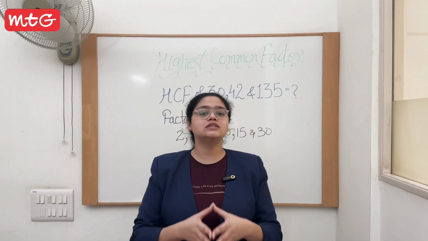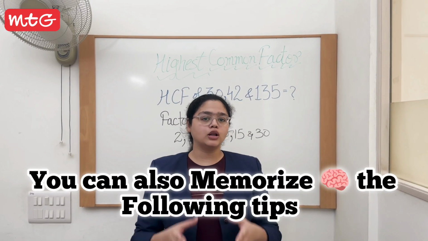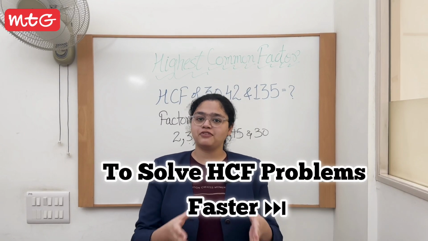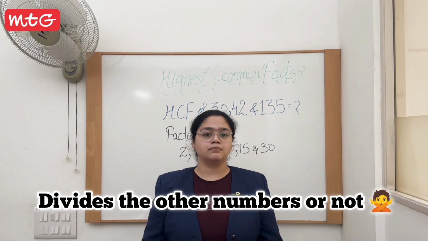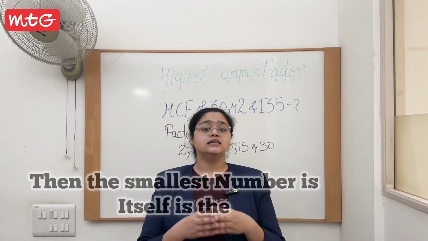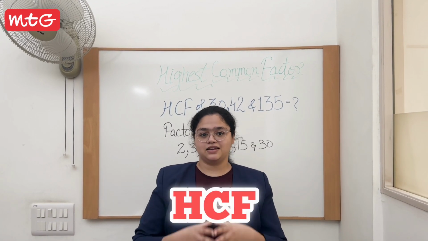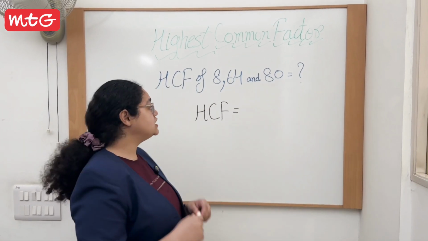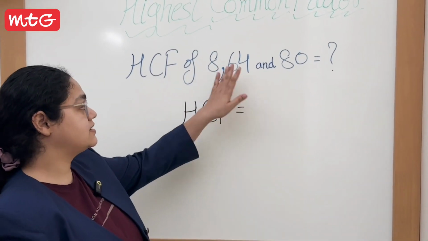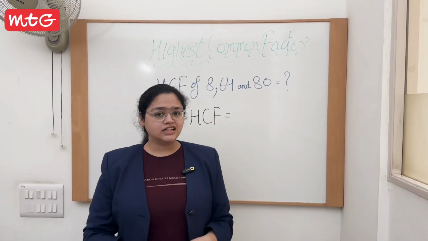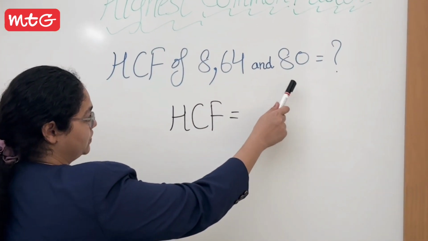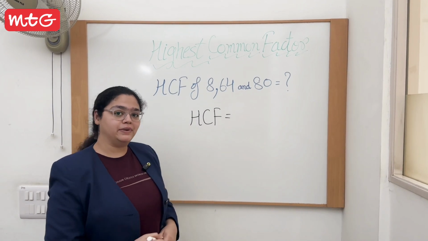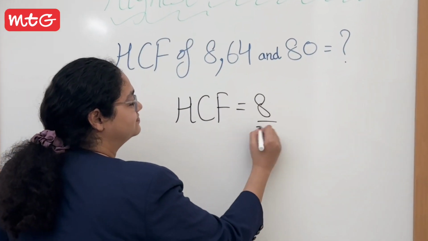Apart from this trick, you can also memorize the following tips to solve HCF problems faster. Check if the smallest number in the question divides the other numbers or not. If yes, then the smallest number in itself is the HCF. For example, let's find out the HCF of 8, 64 and 80. Here the smallest number is 8 and it completely divides 64 and 80. So here our HCF will be 8.